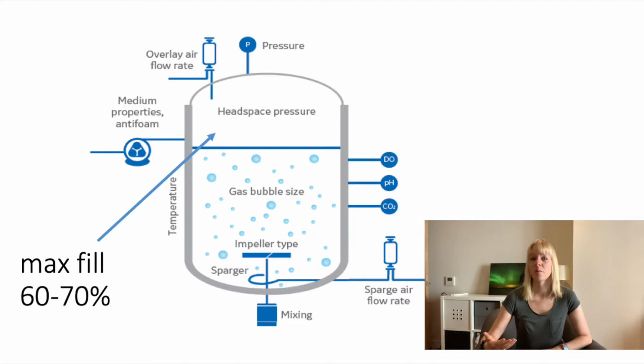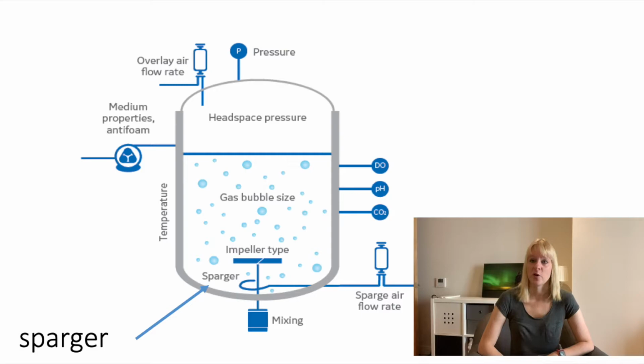Foaming is a particular problem, so you need that kind of additional headspace to make sure that the gas can escape through there. But if you're working with an aerobic culture, you always have a sparger on the bottom. The sparger is the one that actually brings the bubbles into the reactor. And then to make sure that this is adequately distributed, you would have an impeller, or you could have a multi-stage set of impellers to make sure that you stir your tank properly.